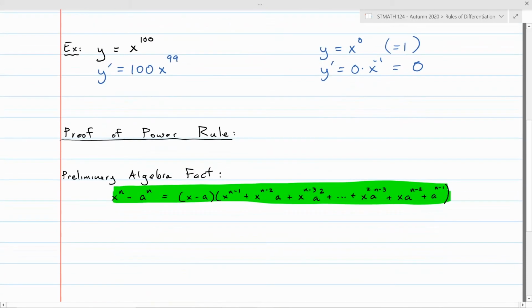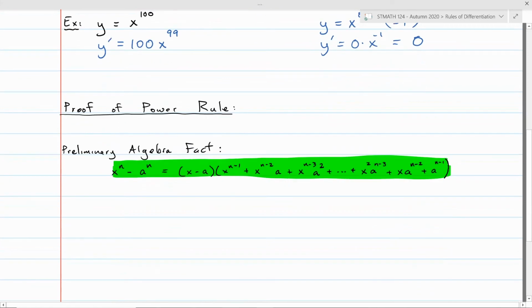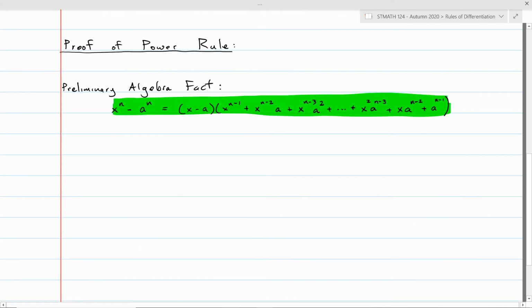So I would like to present to you a quick proof of why the power rule is true. The power rule depends on a preliminary algebra fact, which tells you how to factor expressions of the form x to the n minus a to the n. In fact, you've seen specific versions of this rule before, like, for example, x squared minus a squared is equal to x minus a times x plus a. And maybe you know this one, x cubed minus a cubed is x minus a times x squared plus a times x plus a squared.